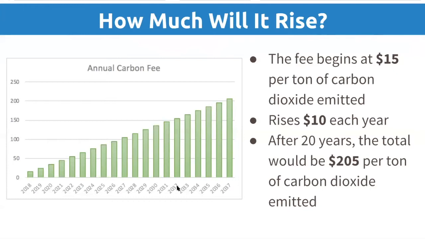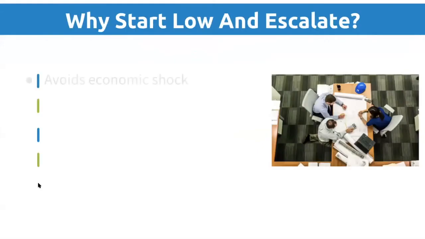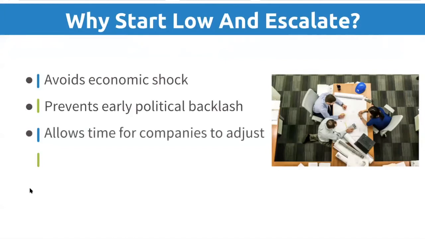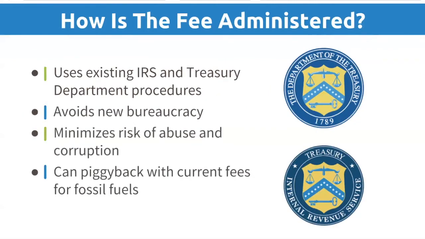CCL's proposal starts low and steadily escalates, unlike several other proposals. It avoids economic shock and the potential early political backlash and allows economic adjustment by industry, utilities, and households. And it provides a clear long-term signal to get the largest behavior response. Carbon fee and dividend will use existing IRS and Treasury Department procedures and avoid creating new bureaucracies.